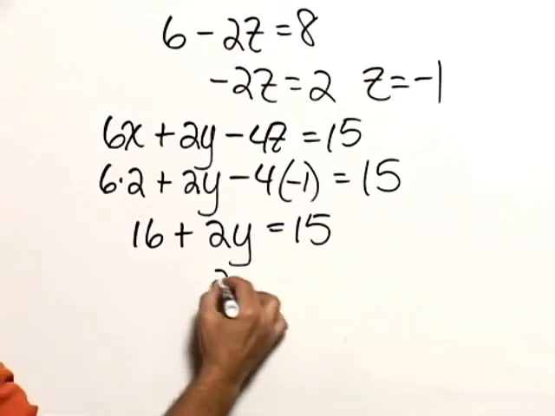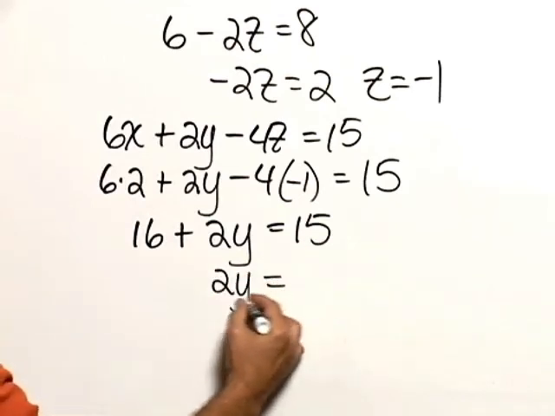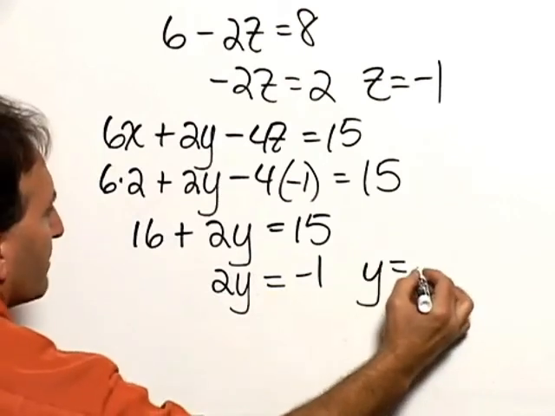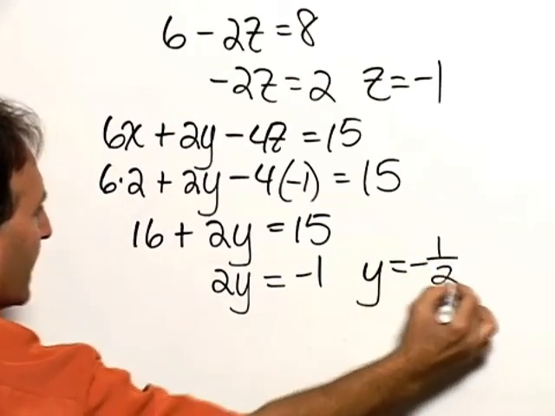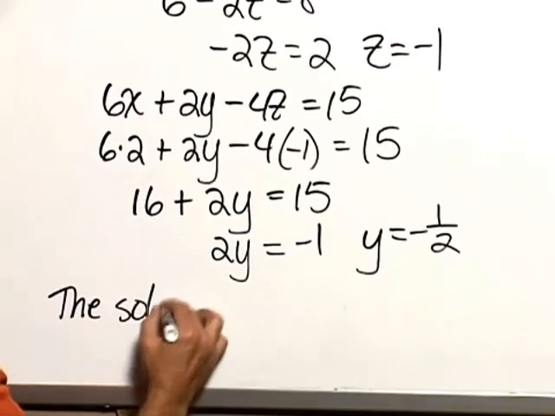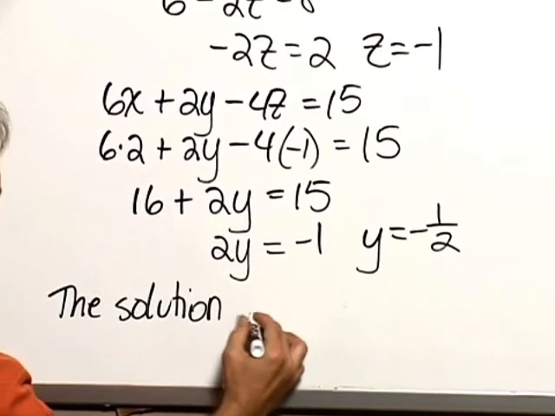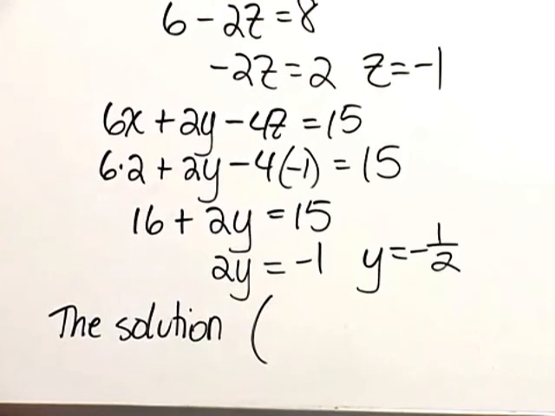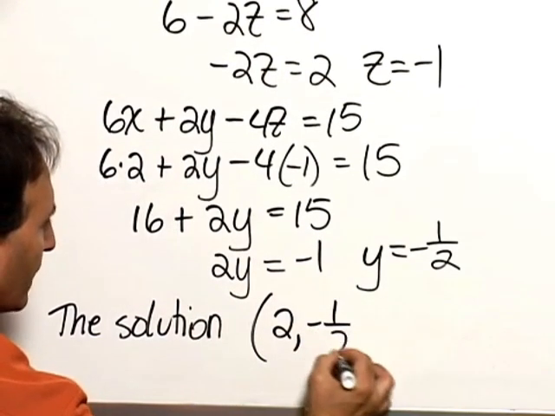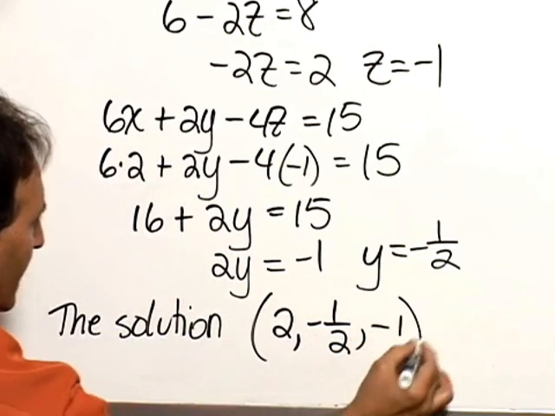Subtracting 16 from each side, we get 2y equals -1. Dividing both sides by 2, we get y equals -1/2. I've checked this answer, so I know it is correct. So what we have is the solution is the point x is positive 2, y is -1/2, z is -1.